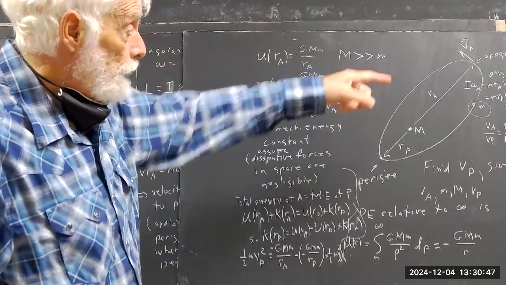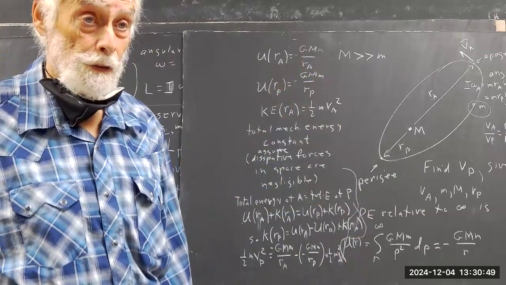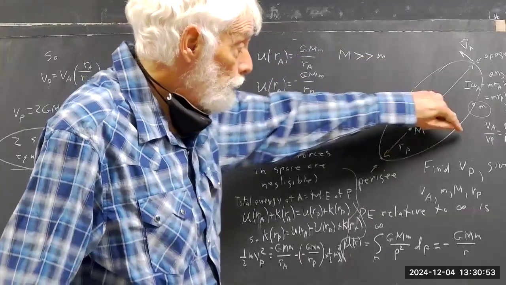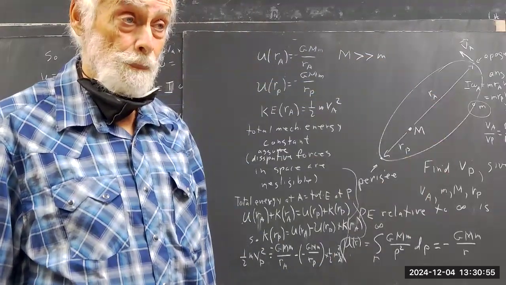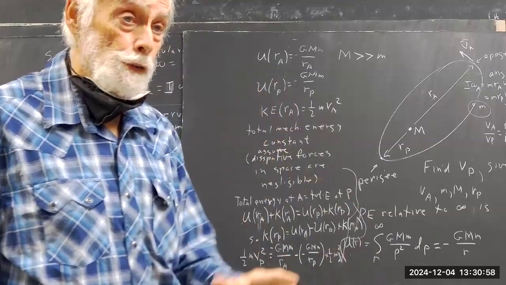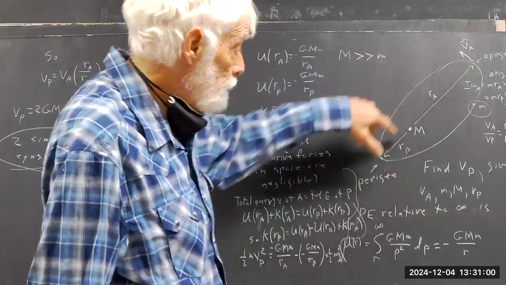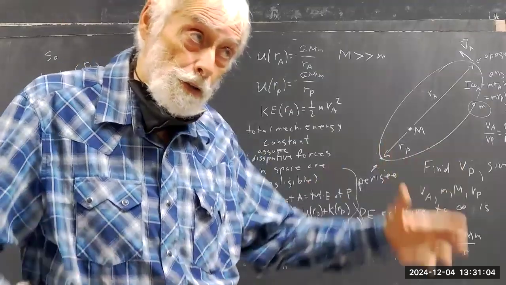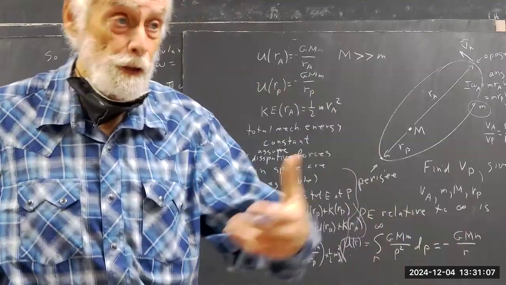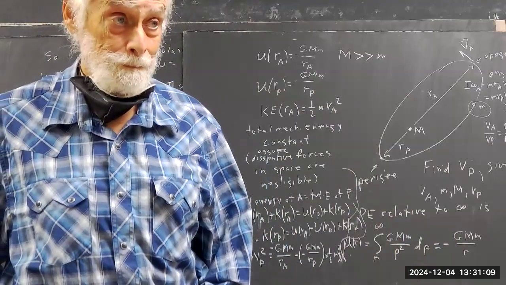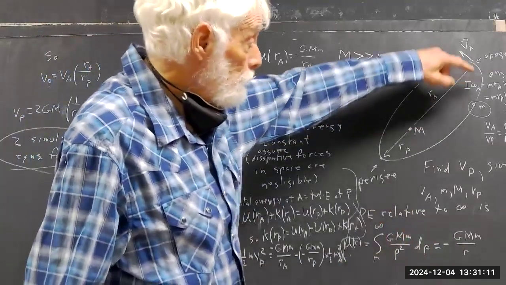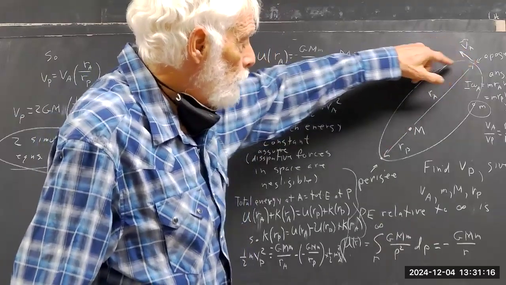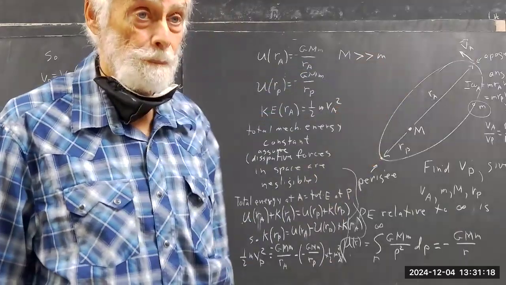Here, if you know v at any point, you know the total mechanical energy. If you know v here, or here, or here, or here, you know the total mechanical energy. You also know that the potential energy decreases as you get closer. Since the total mechanical energy doesn't change, that means the kinetic energy increases as you get closer. So in an elliptical orbit, you're slowest here, fastest here, and to go from here to here, you're constantly increasing your speed.